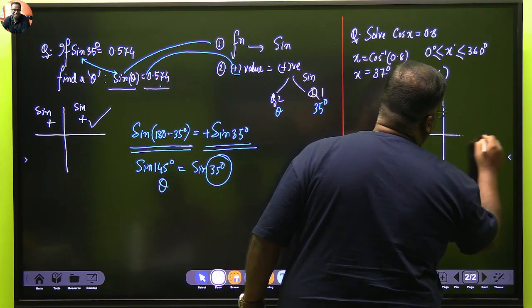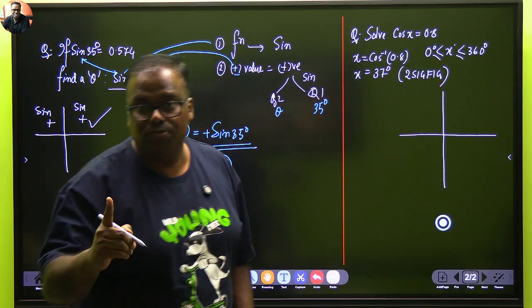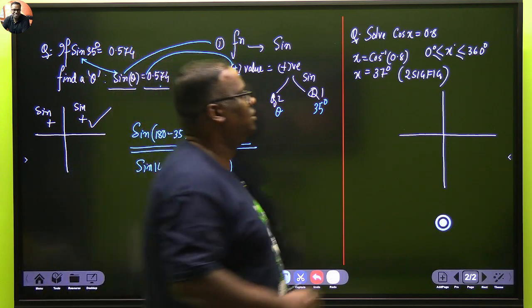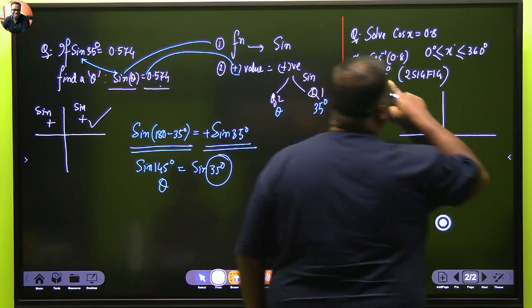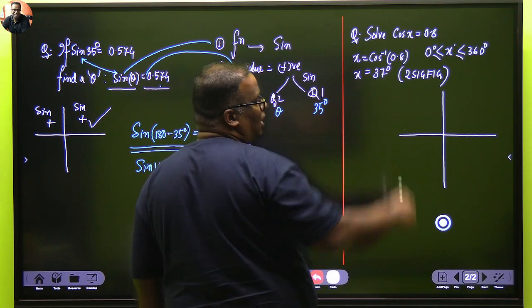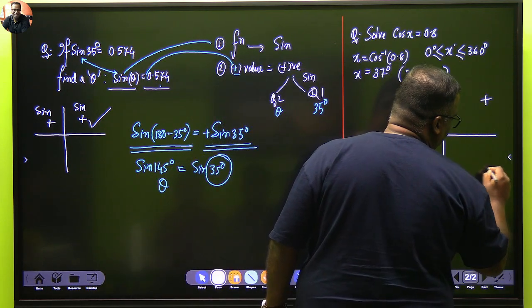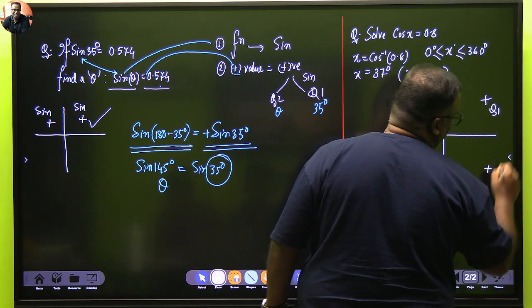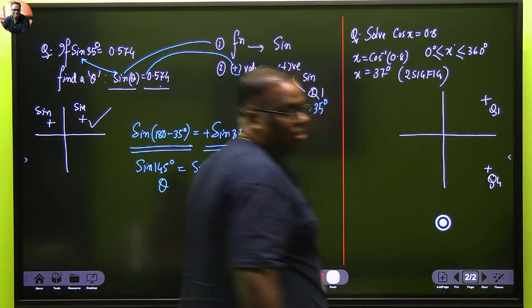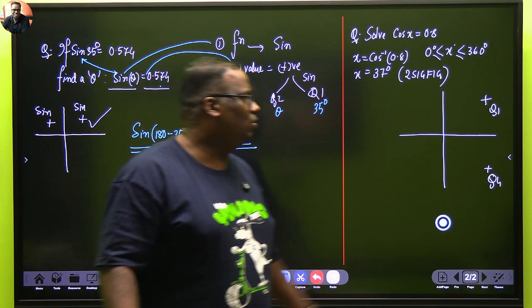Question yourself. What is the function? Cos. A cos function. And what is the sign that you have got? Finally, what is the value? Positive. A cos will be positive on quadrant 1 and quadrant 4. Do you agree? Okay. Now look at the board.